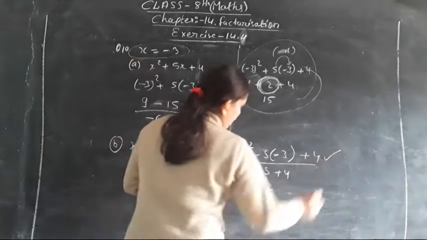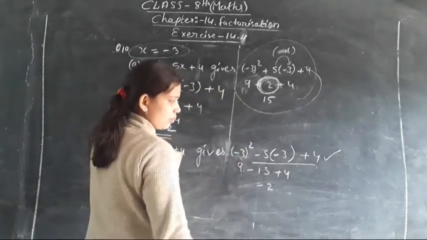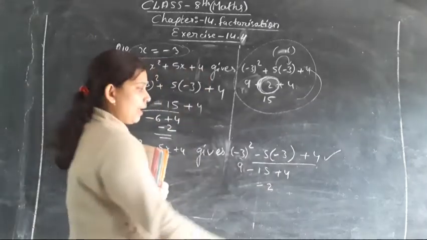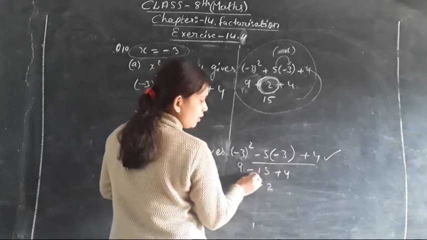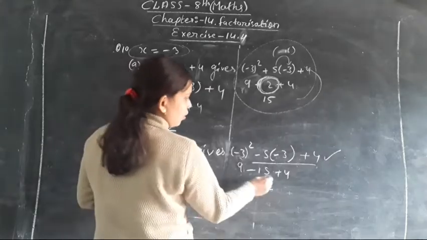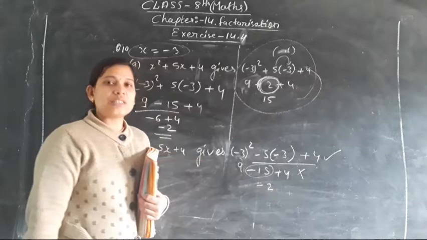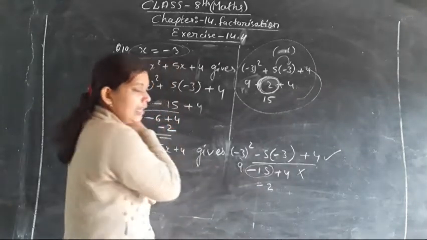This part is correct. Now minus 3 into minus 3 will be 9. That is also correct. Minus and minus here it will be plus. You can see here as 3 into 5 will be 15, but minus and minus here it is written minus. That is incorrect, isn't it? Plus 4. So that's why this equation again represents an error. What is the error over here? This sign will represent the error.